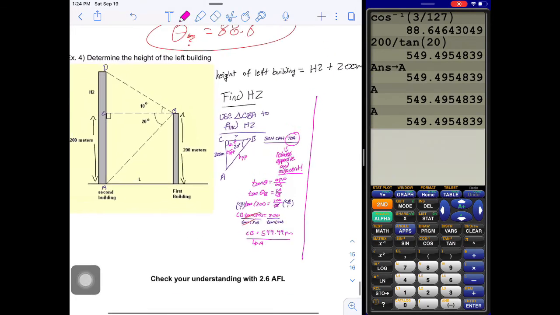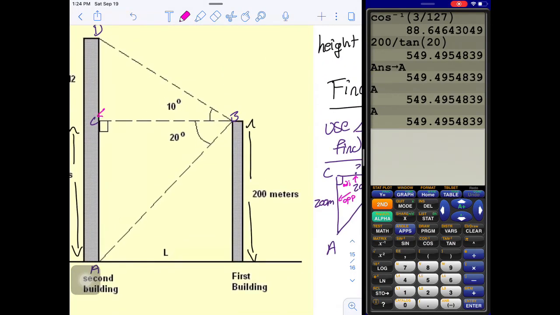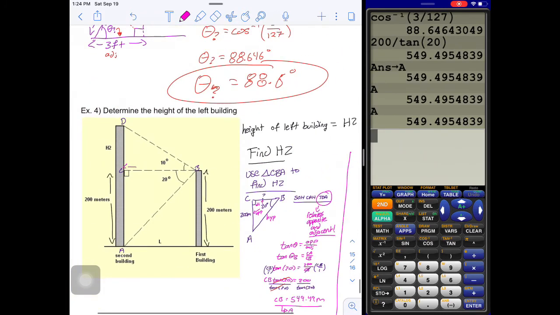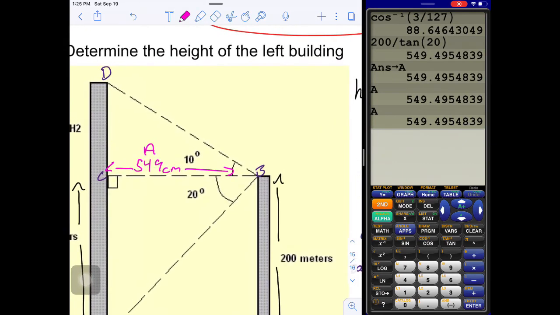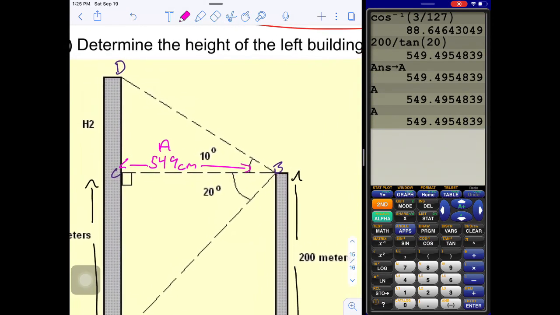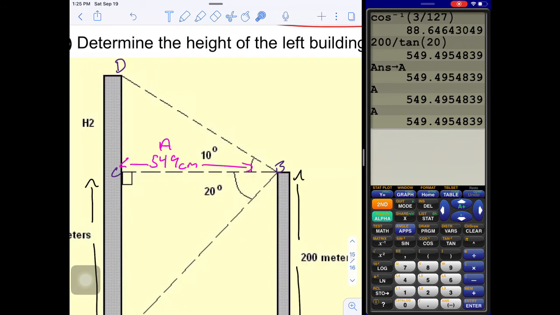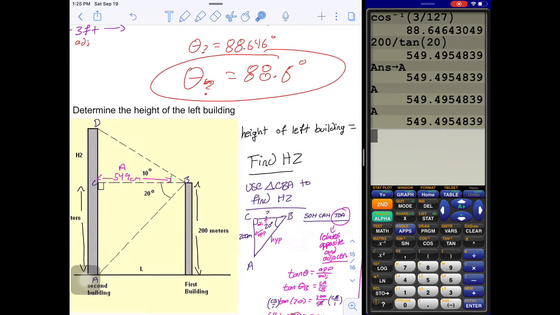Now we have this length here, this is your 549. This is what we just solved for. And I'm going to represent it as A on top to remind myself that I saved that in my calculator as A. Now, we have an angle in this triangle. We have a side length in this triangle. That means we can solve for anything we want.